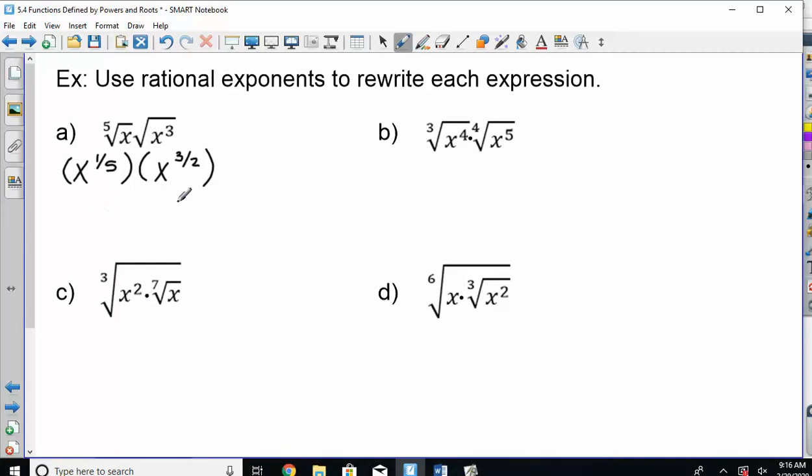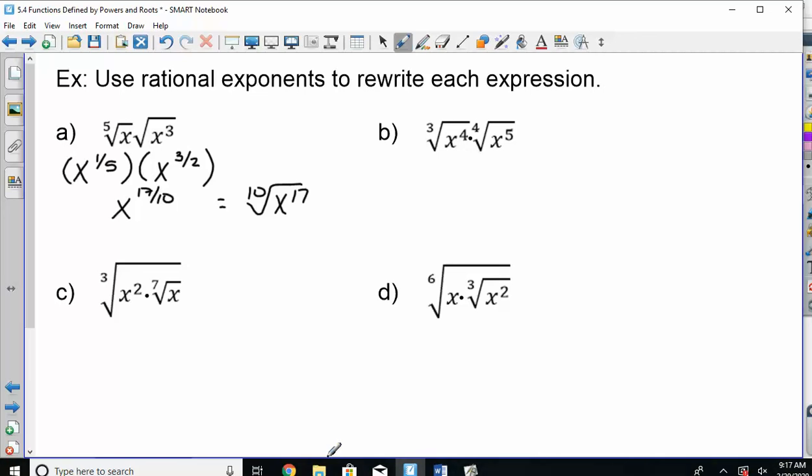Exponent rules. If we are multiplying, and the base is written each time, you add the exponents. So 1/5 plus 3/2 is 17/10. Technically, it's equivalent either way. If we left our answer like this, that's fine. If you wanted to rewrite it in terms of a radical, how would you write that? Okay, so you could write your answer either way there.